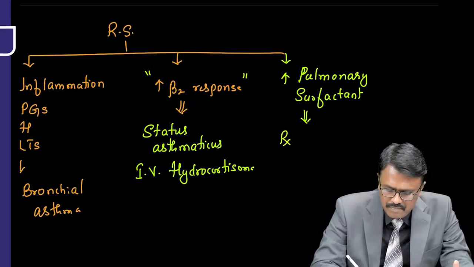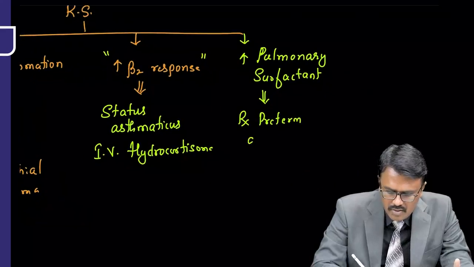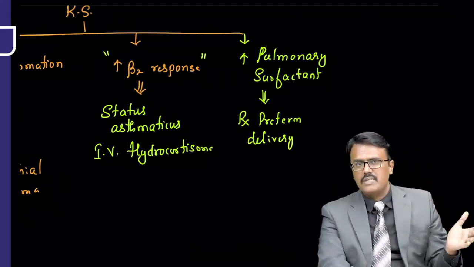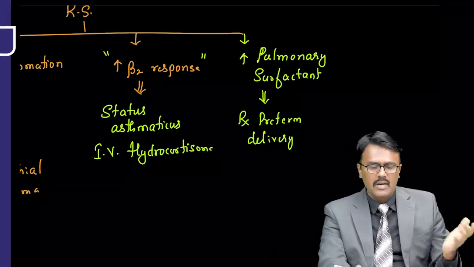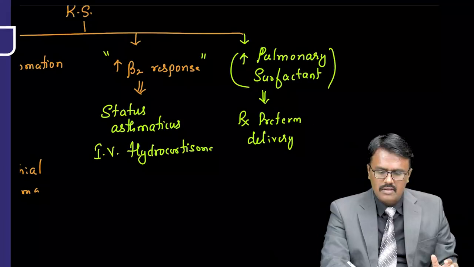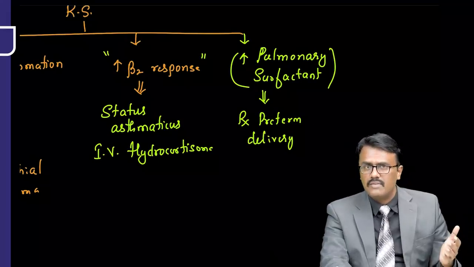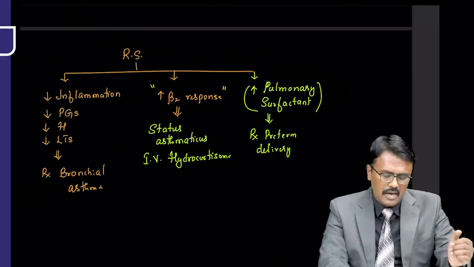So we give it in preterm delivery cases. This is one more patient that we have discussed already. That means a pregnant woman has preterm delivery. Why do you use that? To increase pulmonary surfactants. So we're done with RS, we are done with the CVS, and we are done with the CNS.